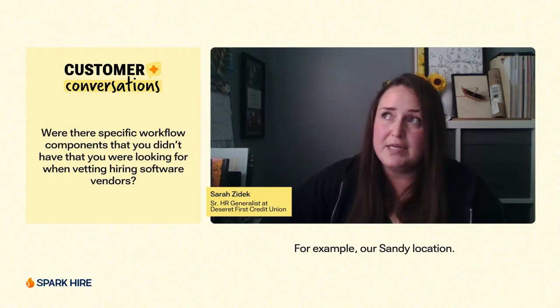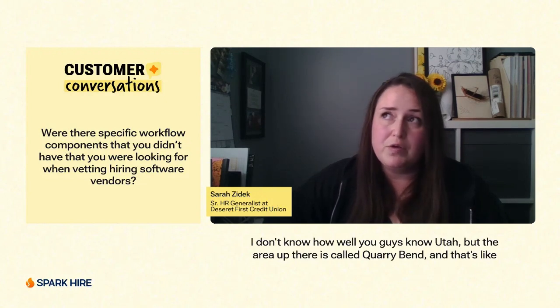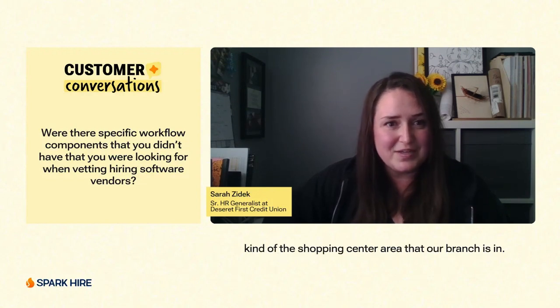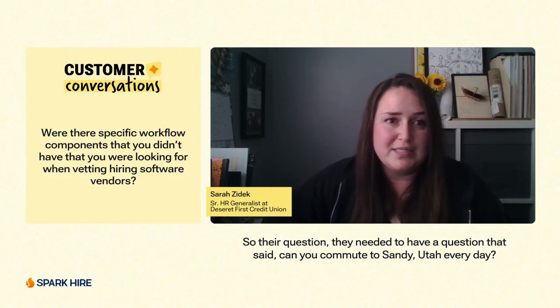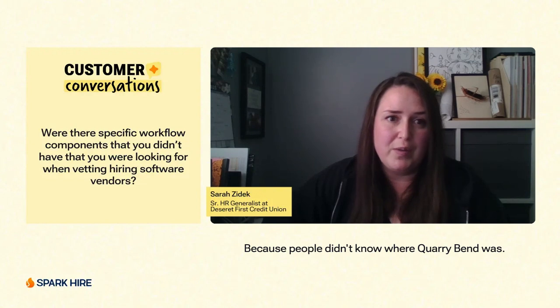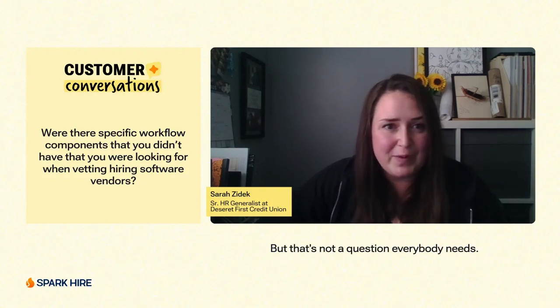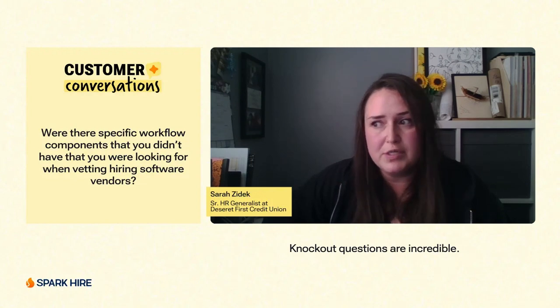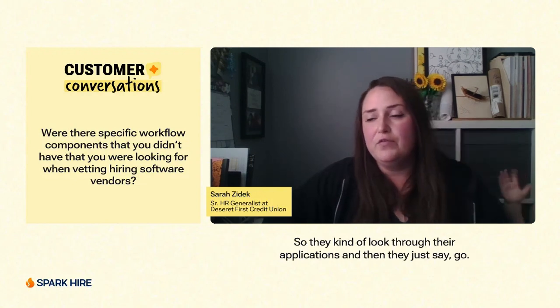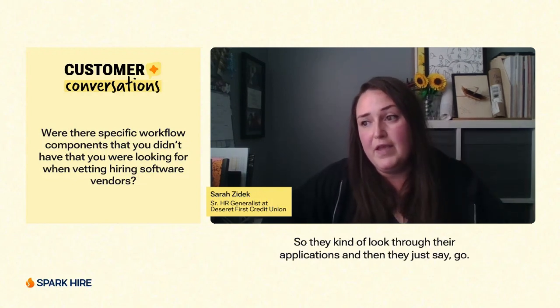For example, our Sandy location, I don't know how well you guys know Utah. The area up there is called Quarry Bend, and that's the shopping center area that our branch is in. So they needed a question that said, can you commute to Sandy, Utah every day? Because people didn't know where Quarry Bend was. But that's not a question everybody needs. That kind of stuff made it a lot simpler for them to very quickly see what applicants were going to be good fits or not. Knockout questions are incredible.